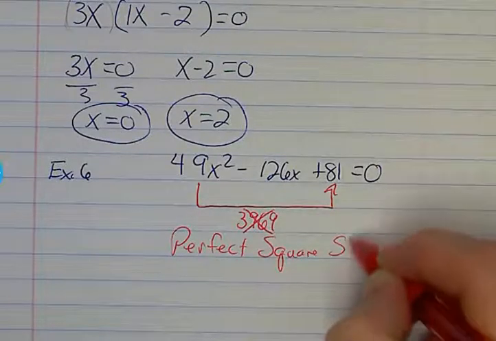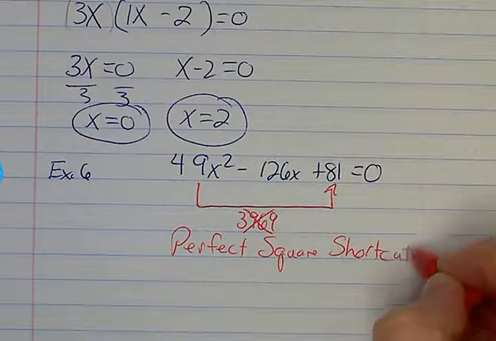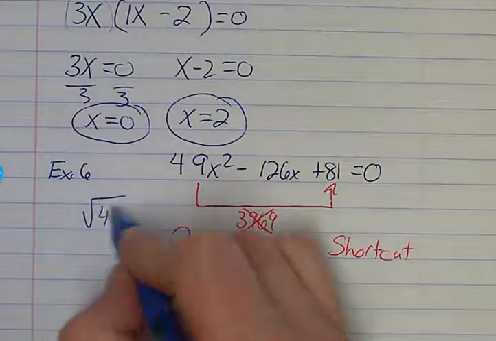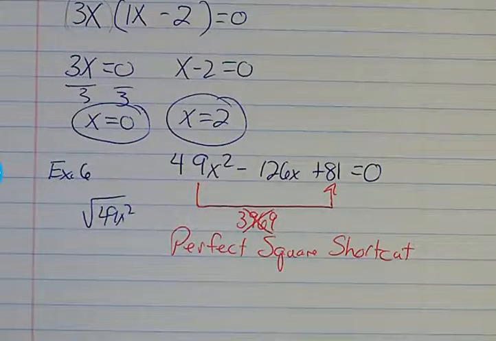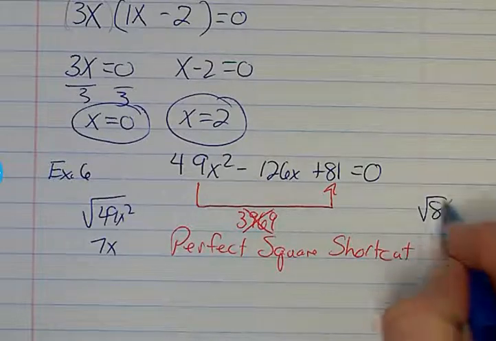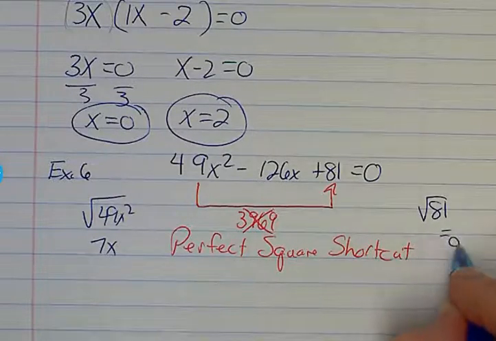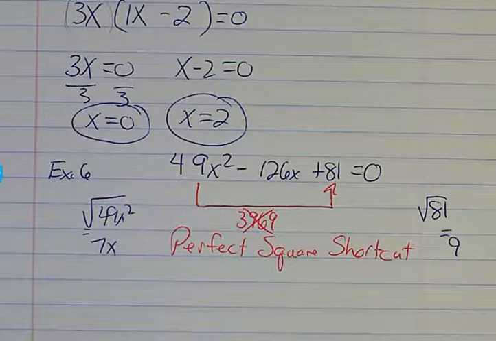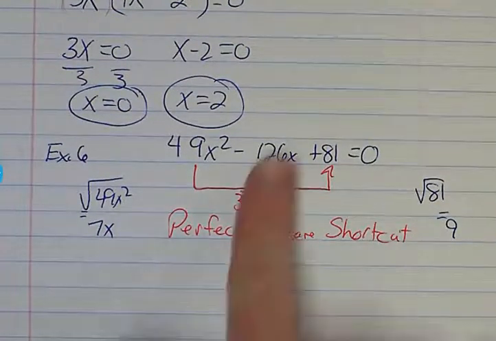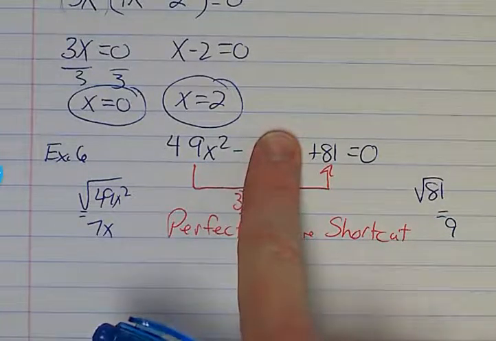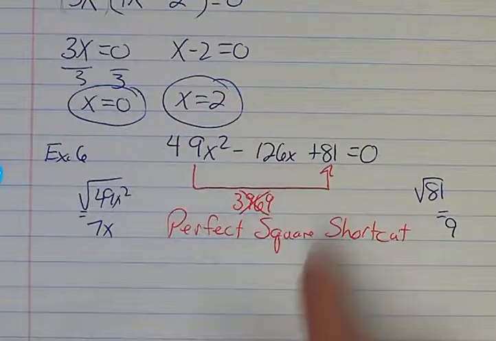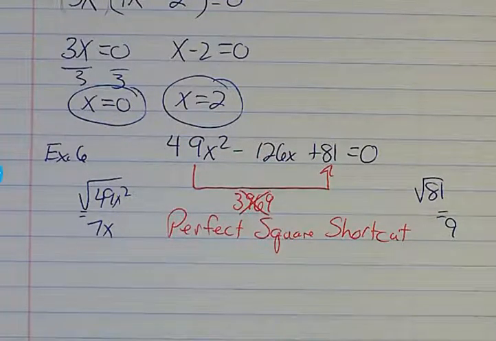Because I'm not expecting you to sit there and break down 3,969. 49 is a perfect square number. If you take the square root of 49, that's 7x. If you take the square root of 81, that's 9. So anytime that first and last term, if it's 3 terms or if it's 2 terms, if it was 49x squared minus 81, anytime that first and last number are perfect squares, start seeing if there's a shortcut.